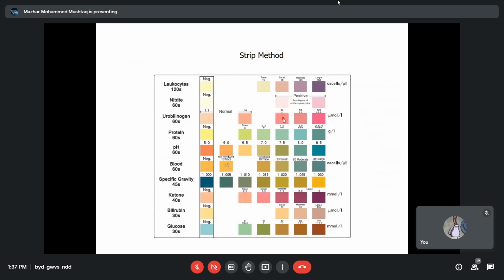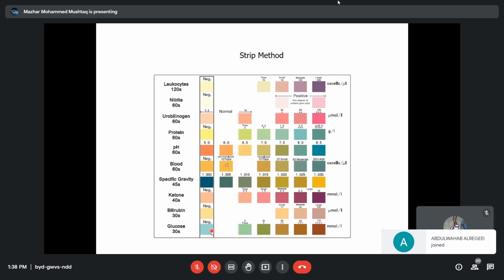Urobilinogen, you can see here, it is +1, +2, and +3. And at the top, you can also read the concentration, for example, 16, 32, 64, 128 micromole per liter. So you can either report it with a +1, +2, +3 system, or with a concentration given at the top. Similarly, the protein concentration is given here. I want to show you the glucose here. It is at the bottom here.